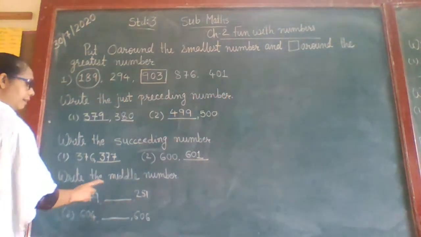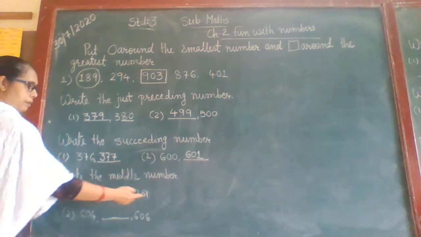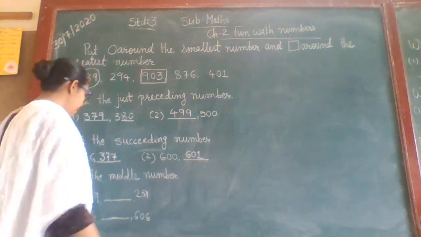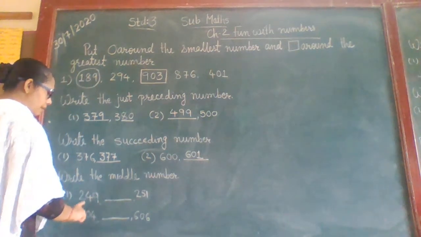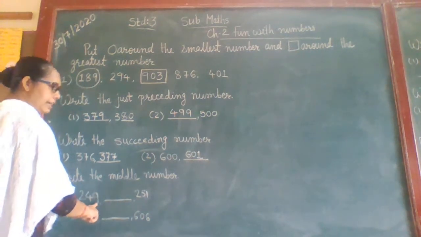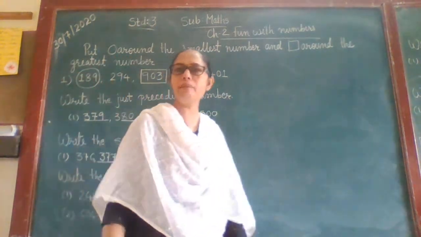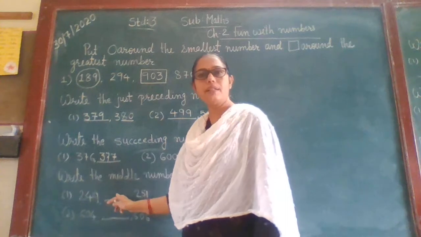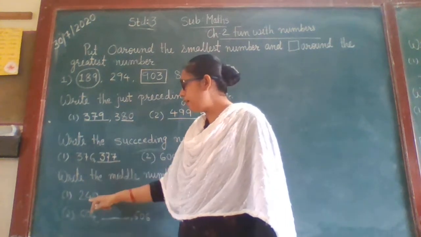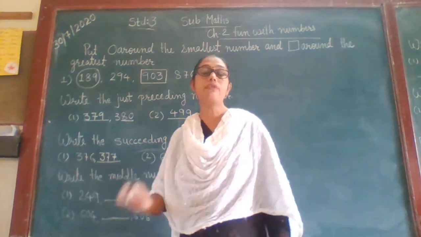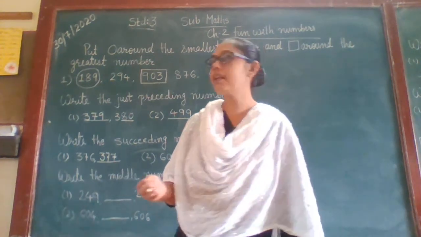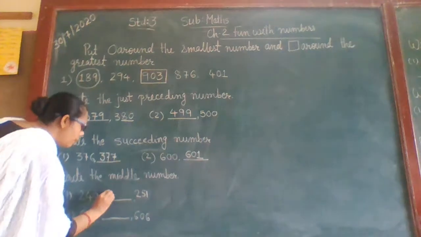Then write the middle number. Two numbers are given to us. We have to find which number will come in the middle of these two numbers. So 249. When we write the middle number, we have to check that after the first number, which number will come. 249. Then after 49, which number will come? So after 49, 50 will come. So we write here 250.